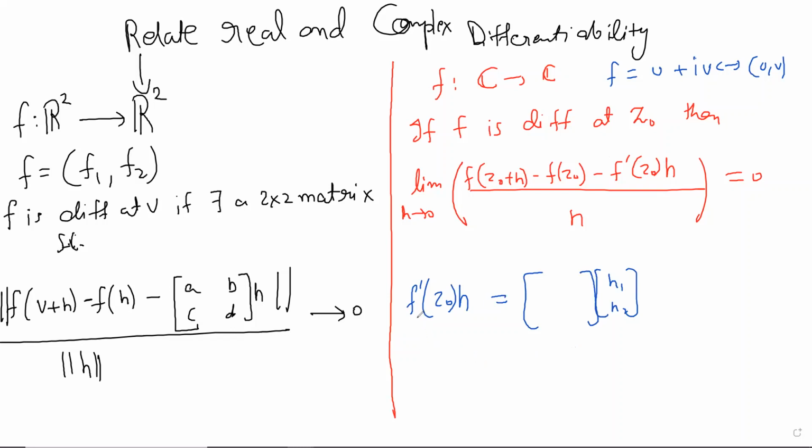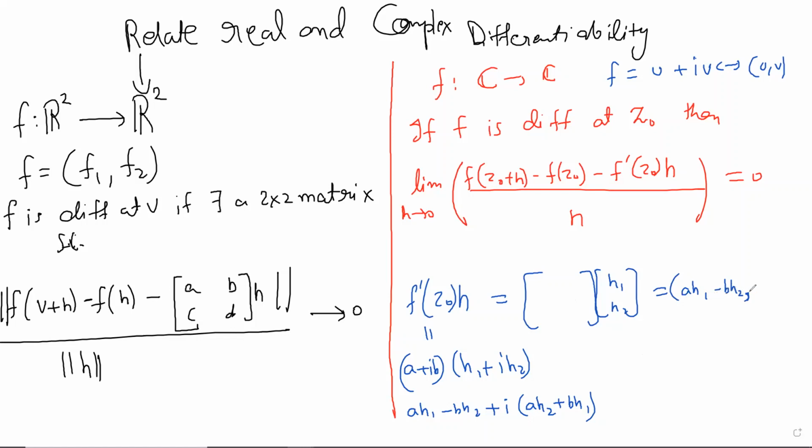It is again very simple. If this is the derivative, and if this derivative is, let's say, a plus ib, and this is h1 plus ih2, then the question is, what should I pick as a matrix? So let's do the multiplication here. You get ah1 minus bh2 plus i times (ah2 plus bh1). What should I choose as my matrix so that this also comes out to be this comma? The i is just the second component in this language of R2.